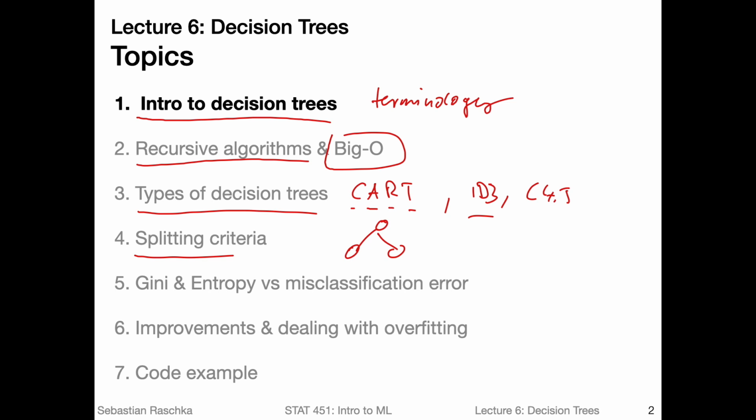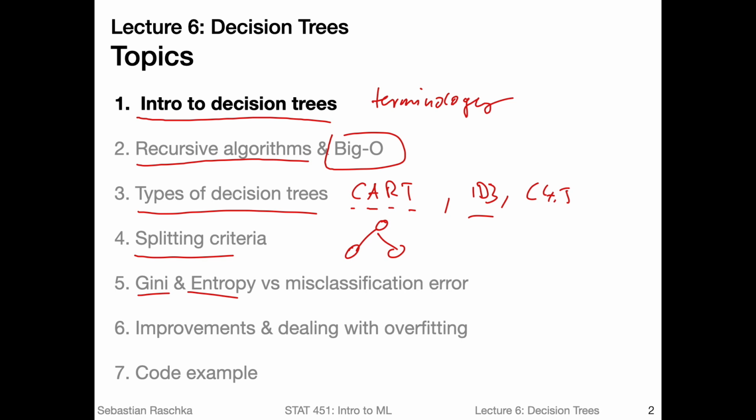So there will be different splitting criteria we talk about, for example, the Gini impurity and entropy. And we will also talk about why we use Gini and entropy instead of the misclassification error when we grow a tree and evaluate how well it does when creating a split.